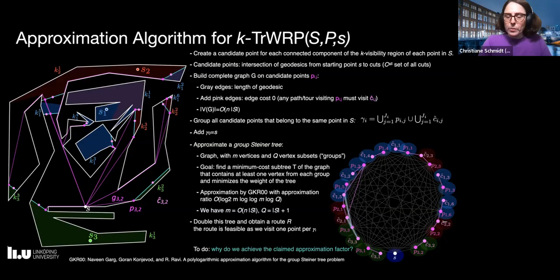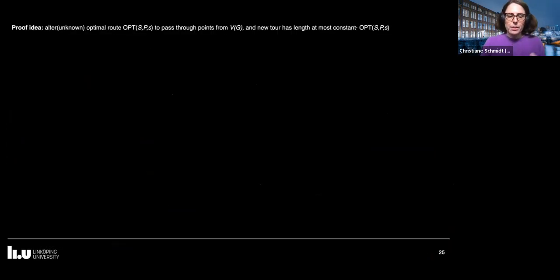that we would achieve? I'll first try to give you a general proof idea, and then I'll show you some proofs of that, and hope I'll still manage that in time. We don't know the optimal route, but we now want to alter it to pass through the candidate points that we just created, these pink points Pij, and we want to show that we can alter that, and that will only create a route of length at most a constant times the optimal route length.